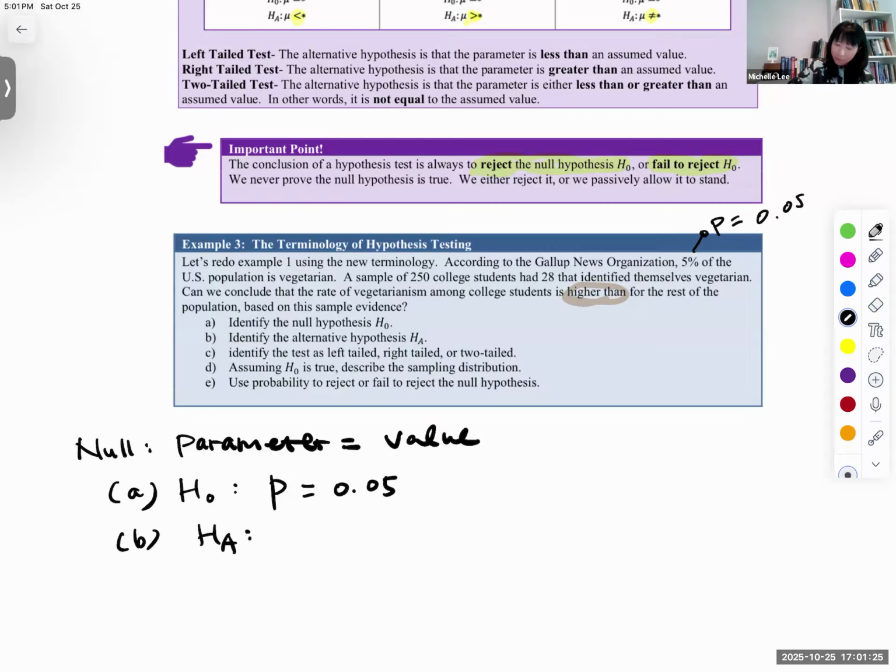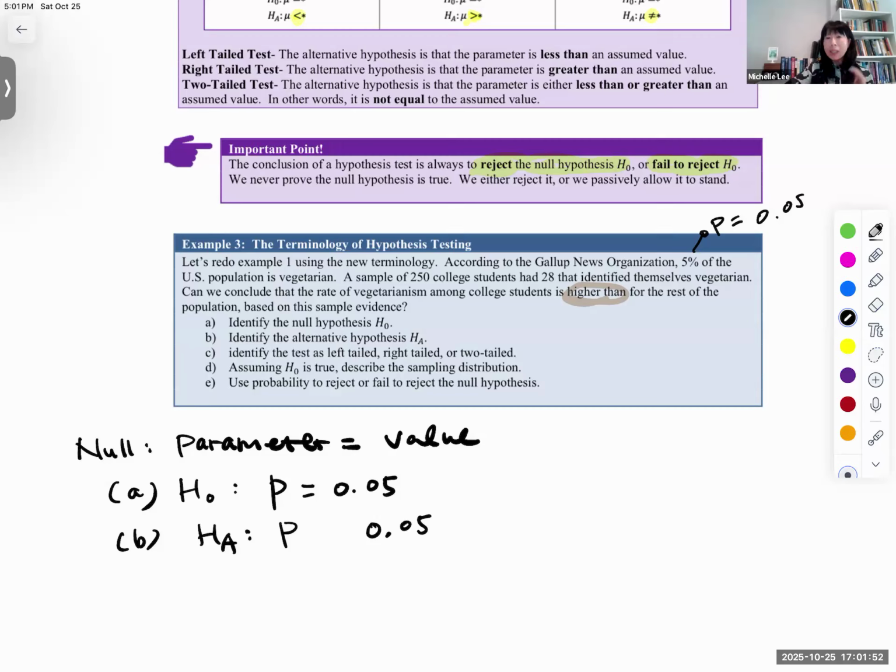Okay, second part, the alternative hypothesis. We use the same parameter and the same value, which is 0.05. So for the alternative hypothesis, only the inequality changes, whether less than, greater than, or not equal to.